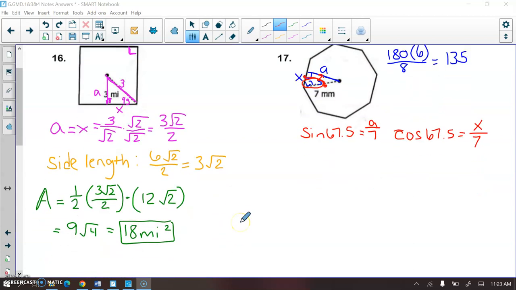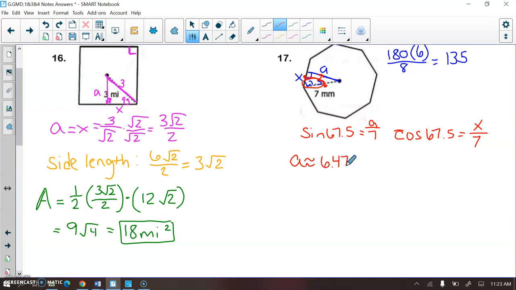All right, so let's continue with this problem. I'm going to multiply both sides by 7. So I'm going to do the sine of 67.5 times 7. And that's going to give me that A is approximately equal to 6.47.